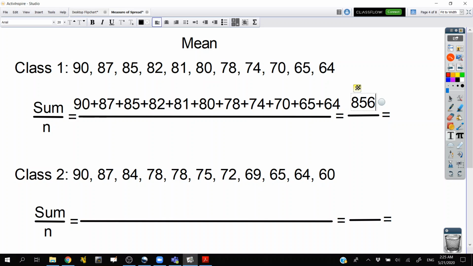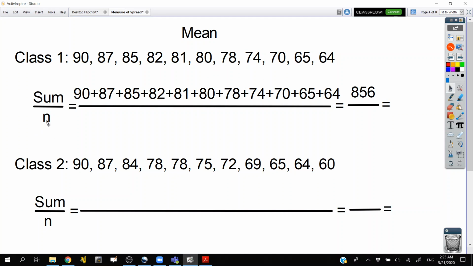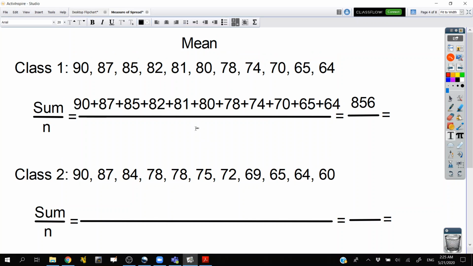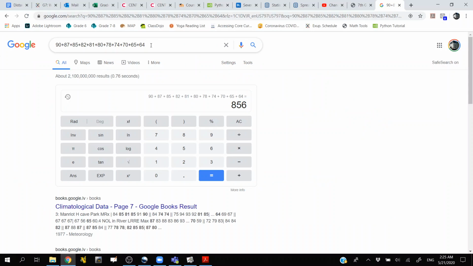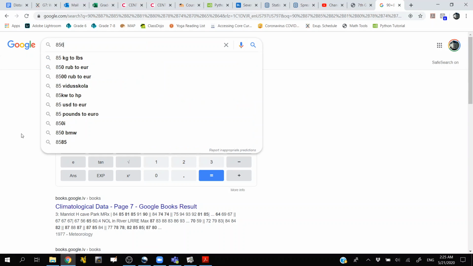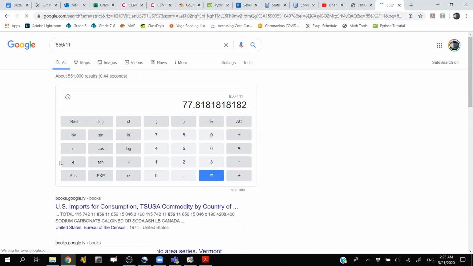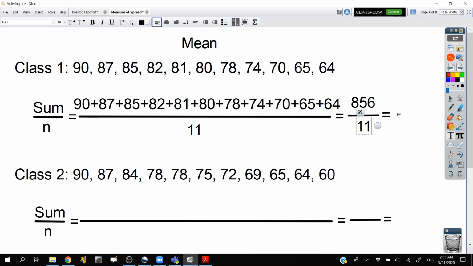So this is 856 divided by n, the normal letter to use for this, which means the number of data points. When I look here, 1, 2, 3, 4, 5, 6, 7, 8, 9, 10, 11. So I've got 11 data points. This will be divided by 11, and let's find out what the mean of that data is. 856 divided by 11, let's round it off to 77.8.